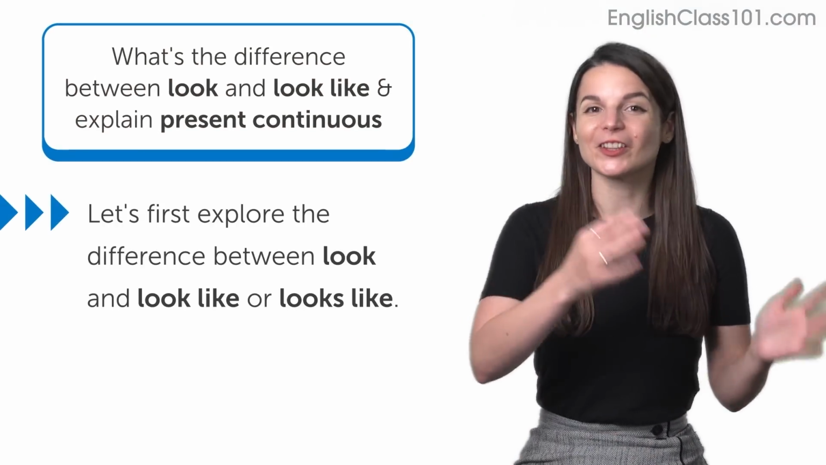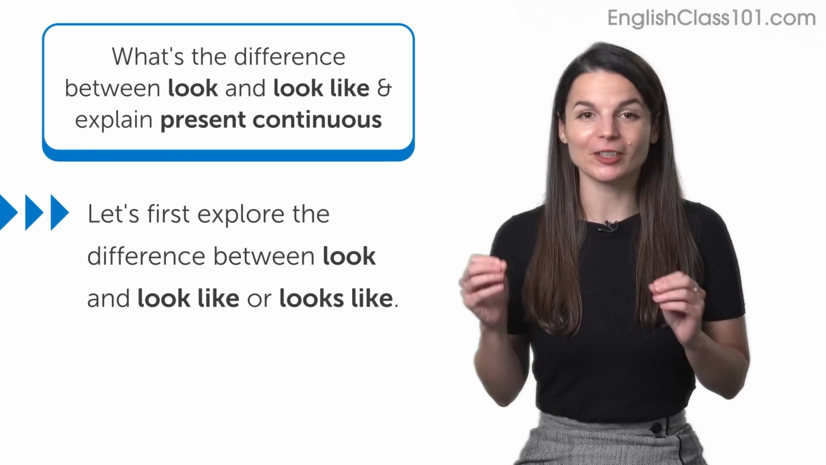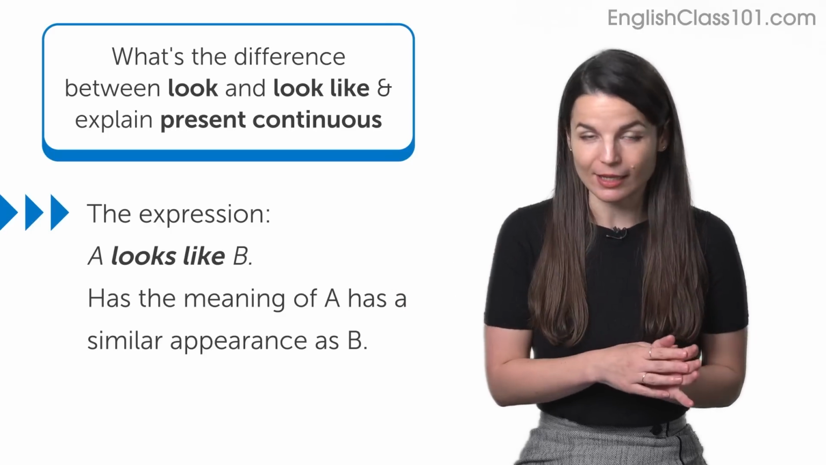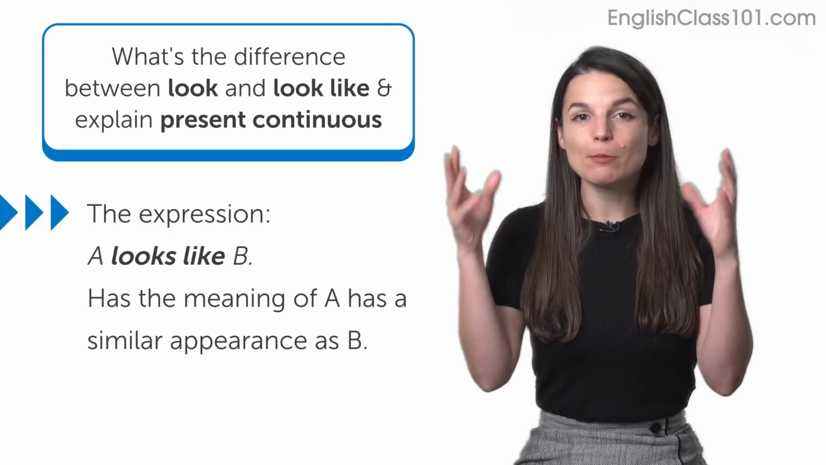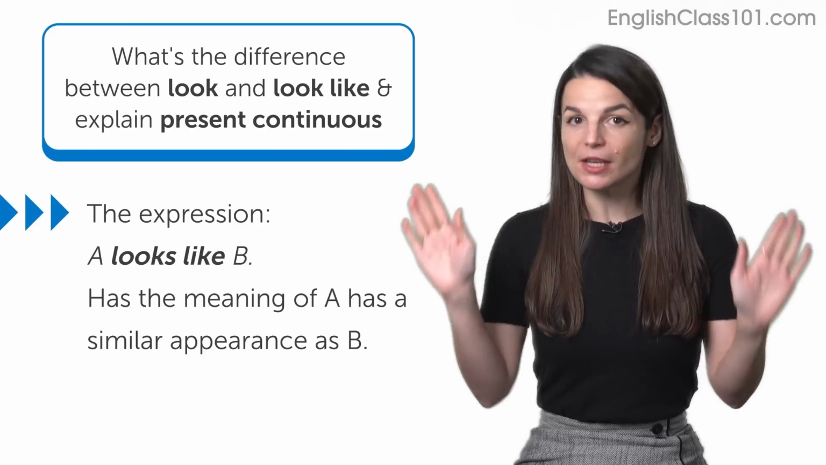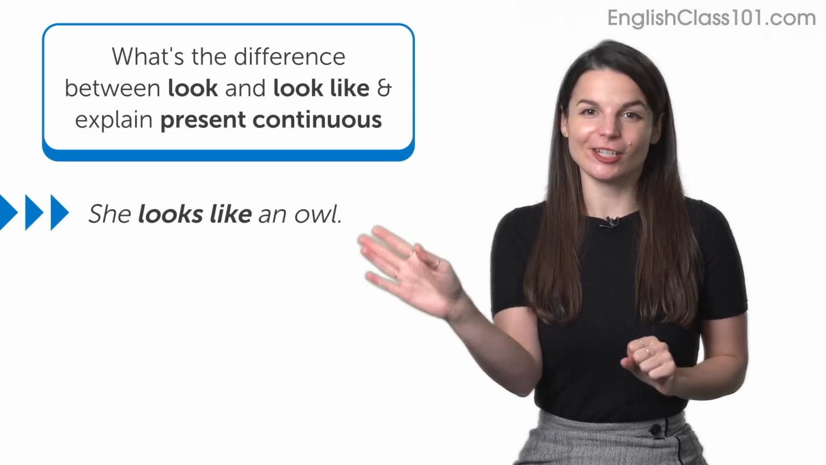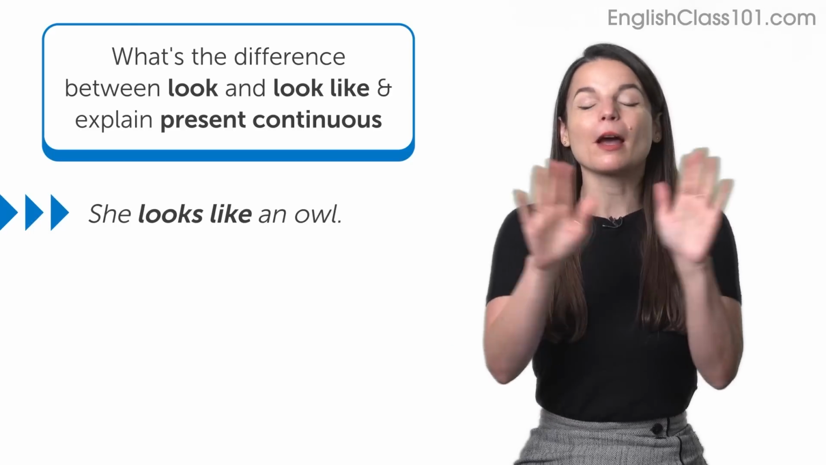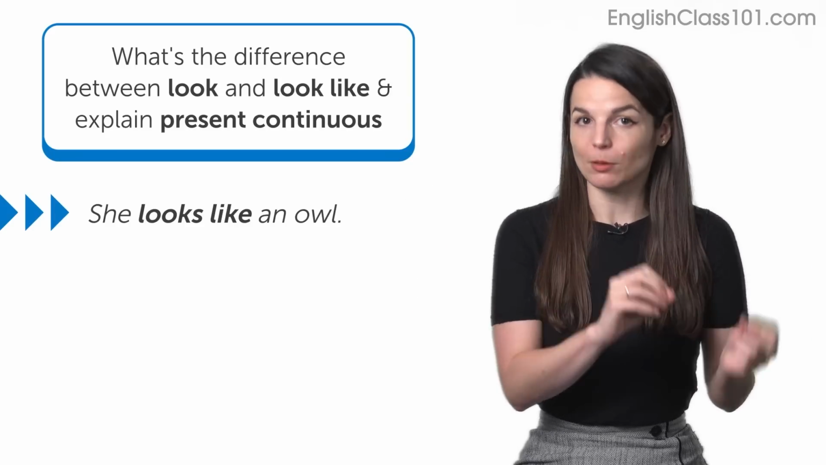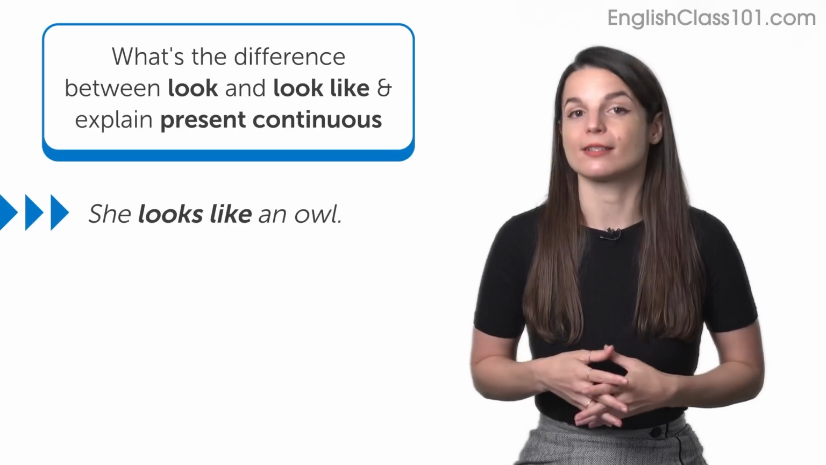Look versus look like or looks like. Let's talk about looks like first, or look like as well. So when we use the expression A looks like B, it means A has the same or similar visual as B. So that means the appearances are similar. He looks like that guy, or she looks like an owl. So we're comparing the appearances of two things when we use that pattern. So this is what we use that expression look like or looks like to mean.